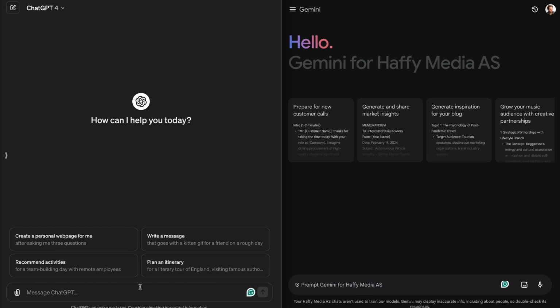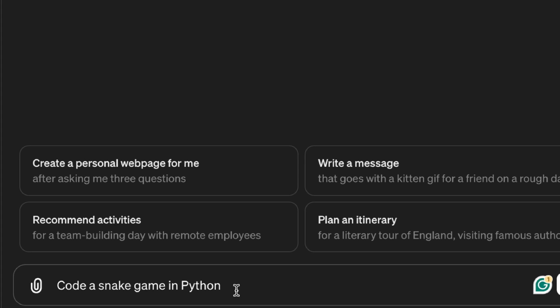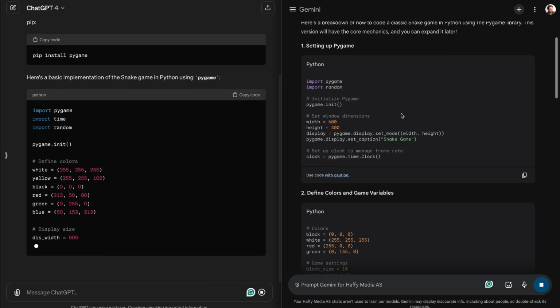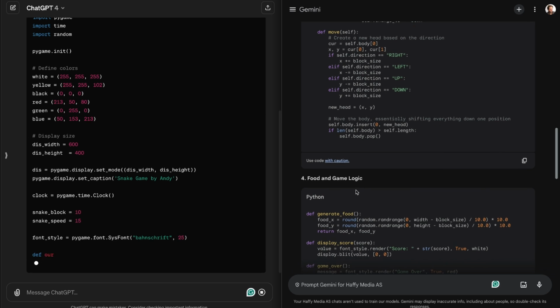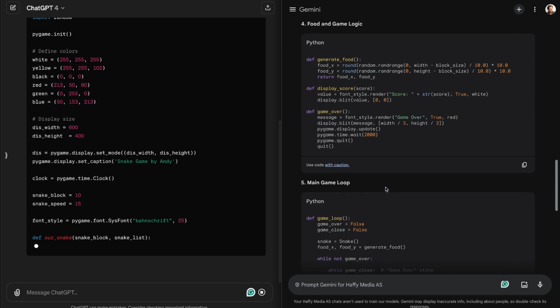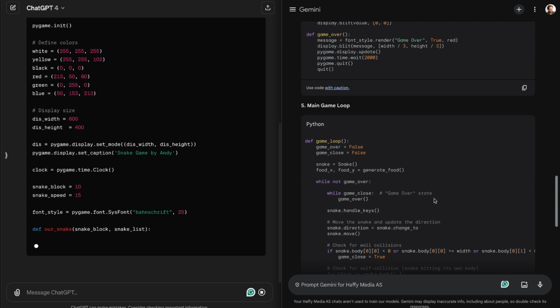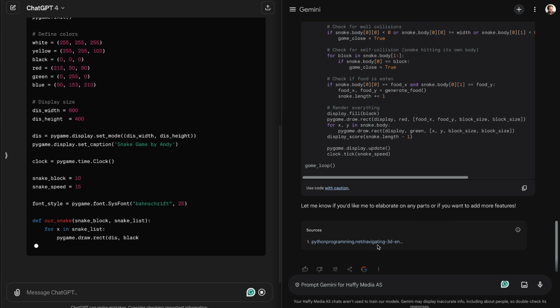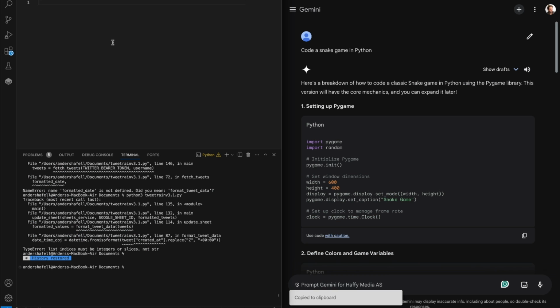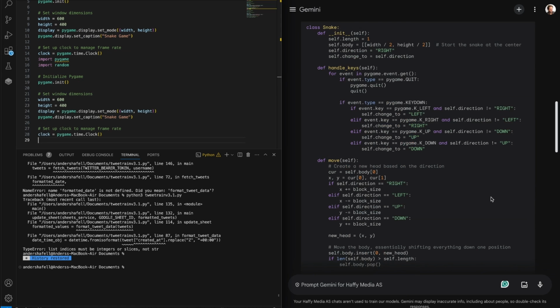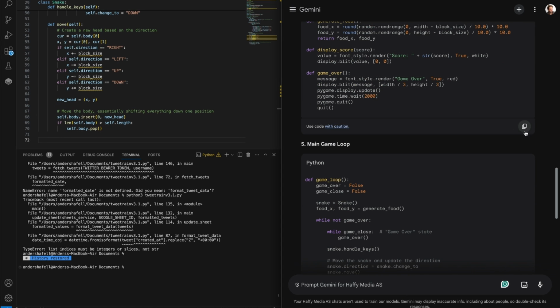Prompt number five, code a snake game in Python. You can see both of them get to it, Gemini being, of course, a little bit faster. It does also split up the code, which some people might not like. It also gives sources to this pythonprogramming.net website. Well, I'm just going to copy paste this one by one, which is quite annoying, which is a little funny to say because it actually wrote all this code for me.